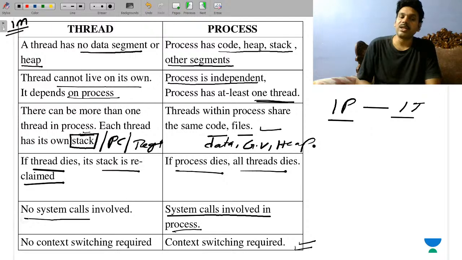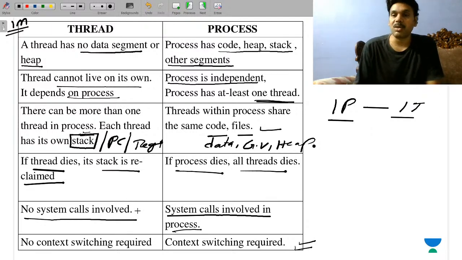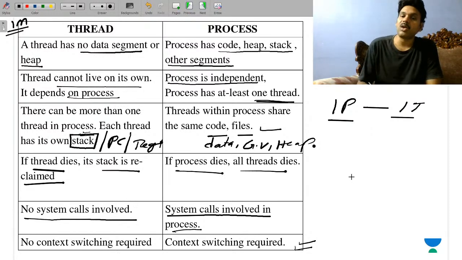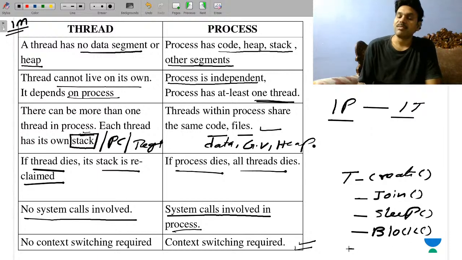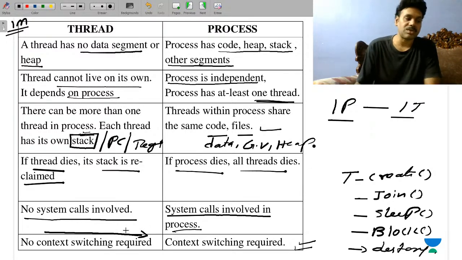It doesn't require any kind of separate system calls. But don't forget, the thread has library functions like thread_create. I already showed you thread_create. It is used to create the threads. Then after creation of the thread, you need to do what? Joining of the threads. And you can go for sleeping of the threads. Sometimes the threads are going to be blocked, and finally, once your program is complete, the threads are going to be destroyed. Don't forget about these important calls. And your context switching time is very much less comparatively to your process.